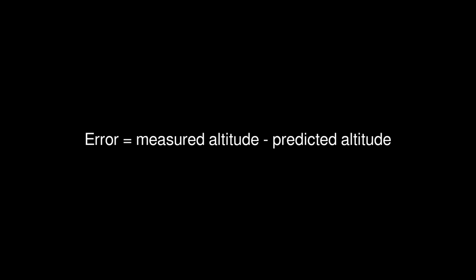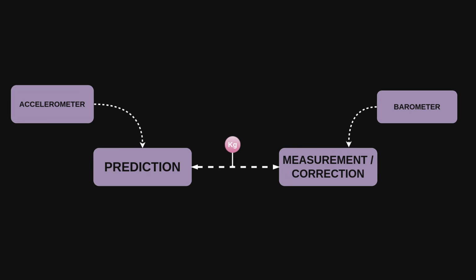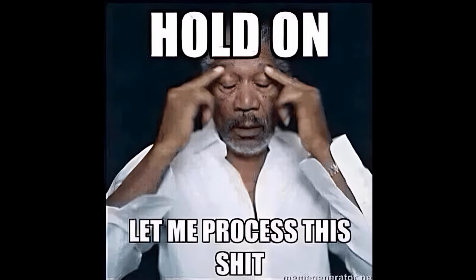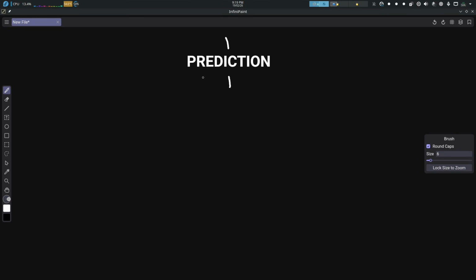And the way it is done is by taking the difference between the measured altitude and the predicted altitude. The difference is then multiplied by the Kalman gain and added to the predicted altitude to get the new estimate. The Kalman gain determines the amount of correction. But hold on, we are getting ahead of ourselves. Let's slow down and go through it step by step, starting from the prediction stage.